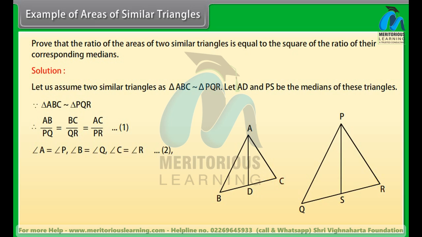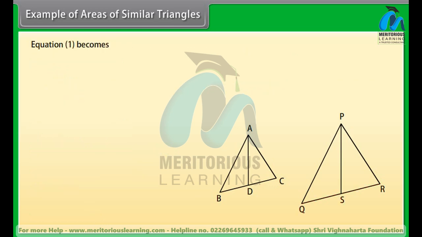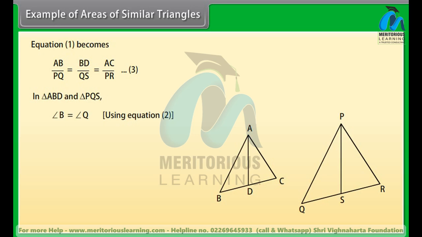Mark it as 2. Since AD and PS are medians, therefore BD is equal to DC, which equals BC upon 2, and QS is equal to SR, which equals QR upon 2. Equation 1 becomes AB upon PQ as BD upon QS, which is equal to AC upon PR, which is equation 3. In triangle ABD and triangle PQS, by using equation 2, angle B is equal to angle Q, and by using equation 3, AB upon PQ equals BD upon QS.